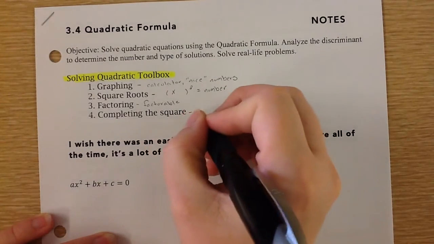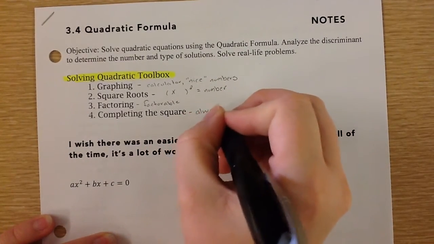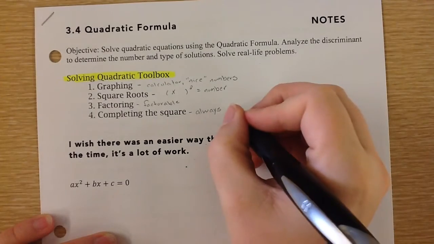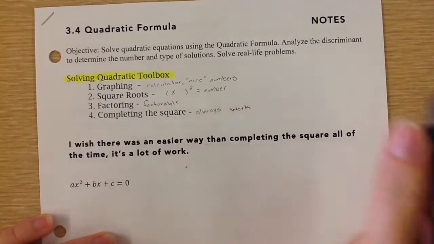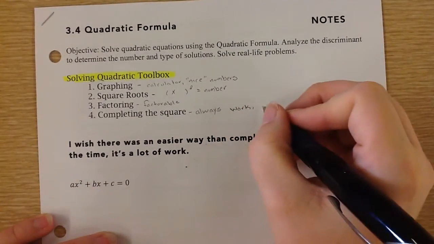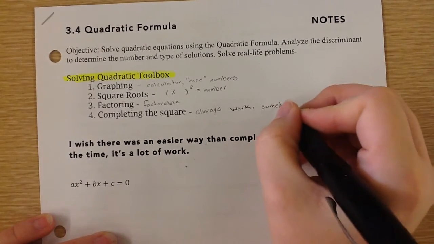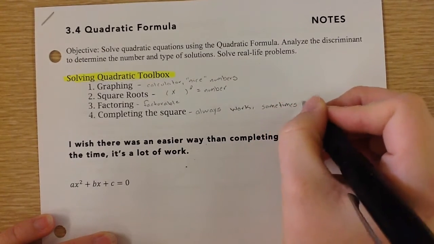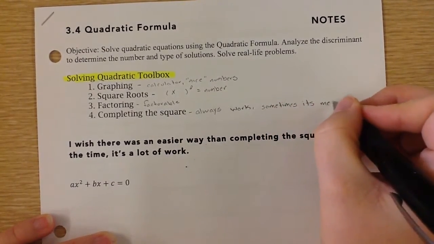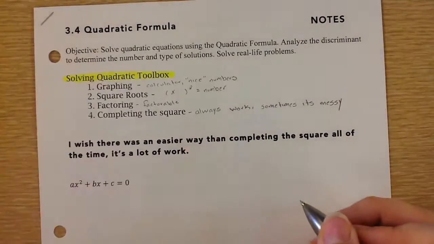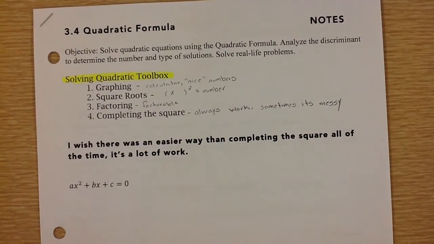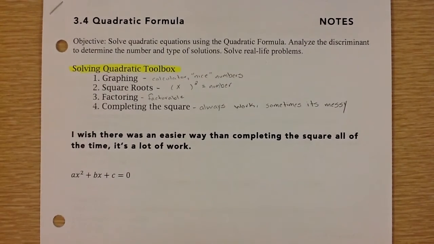Okay. Completing the square will always work. So that's one that we can always come back to. It will always work, but sometimes it's messy. You get the really crazy fractions where it just gets a little messy to do, but it will always work. So really, completing the square is our go-to right now.